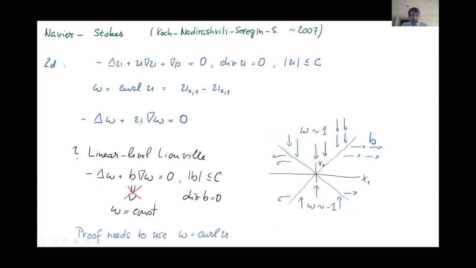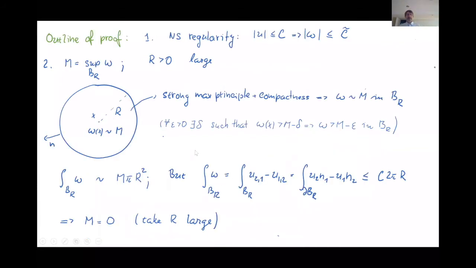So we somehow need to use that u and omega are related, and here is an outline of the proof, which was mainly Nikolai's idea, very simple, very beautiful.